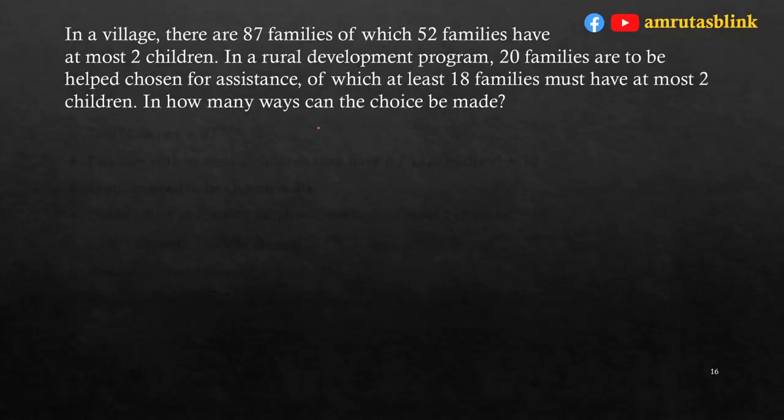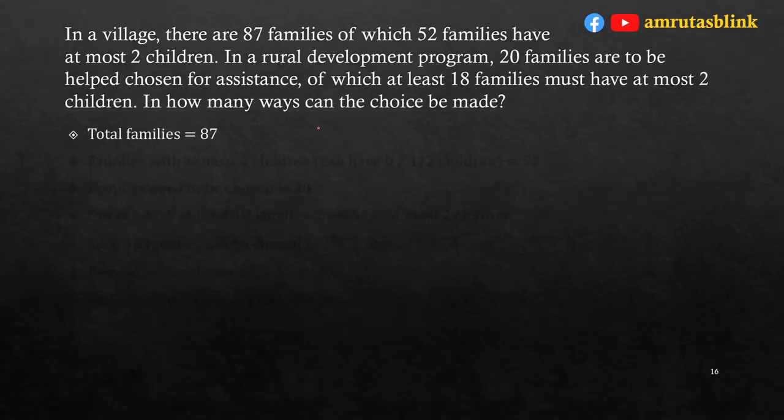In a village, there are 87 families, of which 52 families have at most 2 children. In a rural development program, 20 families are to be chosen for assistance, of which at least 18 families must have at most 2 children. In how many ways can the choice be made?